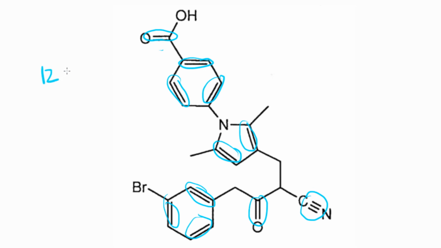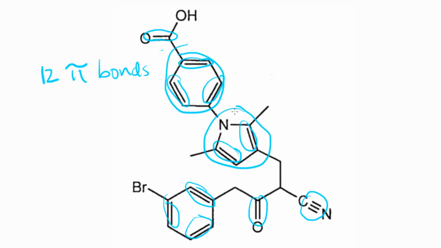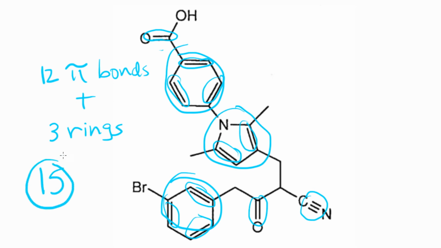12 pi bonds in this molecule. And now let's count the number of rings. So we have one ring here, another ring structure here, and one more here. So this is going to give us 12 pi bonds plus 3 rings. So the total degree of unsaturation is going to be equal to 15 from 12 pi bonds and 3 ring structures.